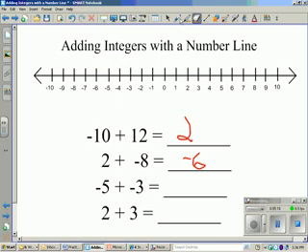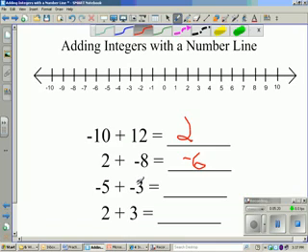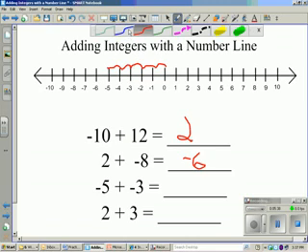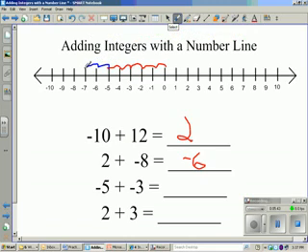Okay, the next problem is negative 5 plus negative 3. So my first move is going to be to the left, and then my second move is going to be to the left. So I start at 0, and I go 1, 2, 3, 4, 5, because it's a negative 5. And then right where I left off, I'm going to go 3 more units. 1, 2, 3 to the left. So I end up at a negative 8. So my answer is negative 8.